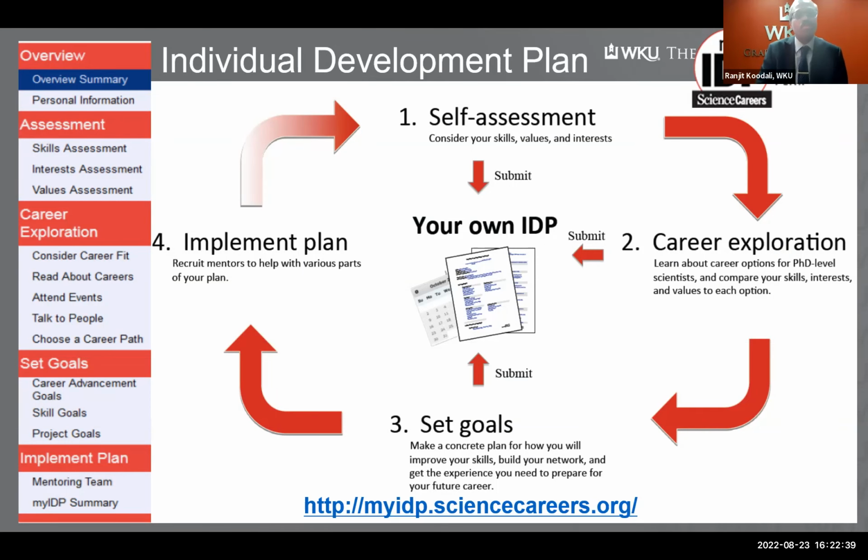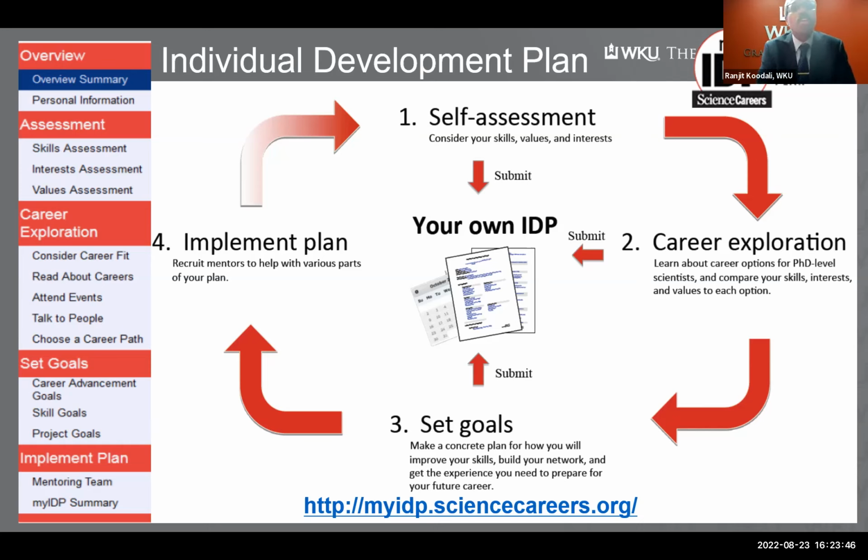So let us look at some screenshots of myIDP. If you log into myidp.sciencecareers.org, you will be able to set up a free username and a password. The figure on the left is what you will see when you log into myIDP. It'll give you an overview summary. You have to add your personal information, and then the assessment component is what you will complete first, namely the skills, interests, and values. Based on the assessment provided by you, the myIDP will offer you some careers that are aligned with your skills, interests, and values as a rough start. So you can consider some careers and you can read about them, and it will provide you with opportunities for some conferences and provide networking opportunities so you can ultimately choose a career path.